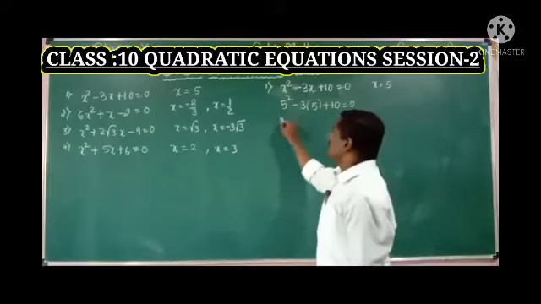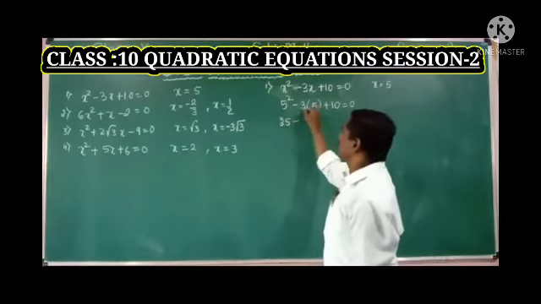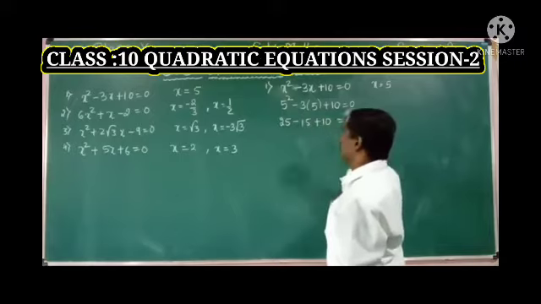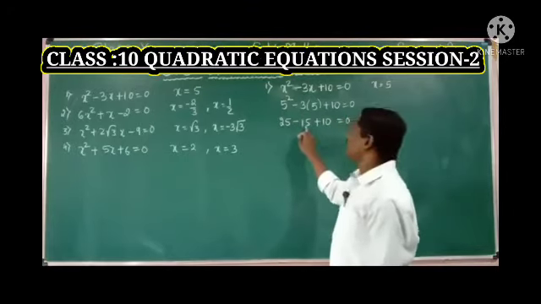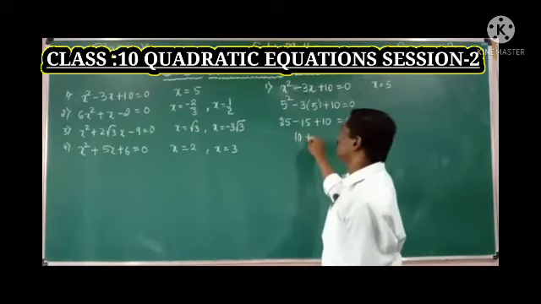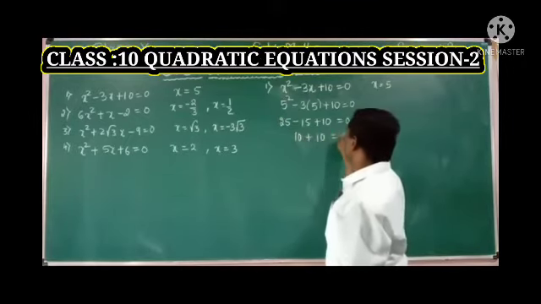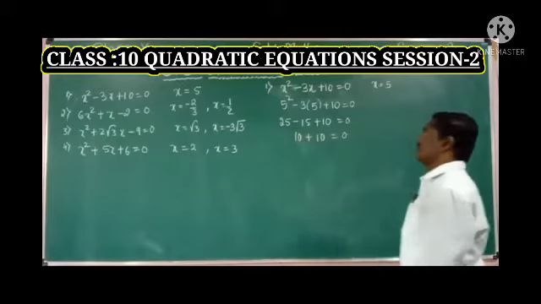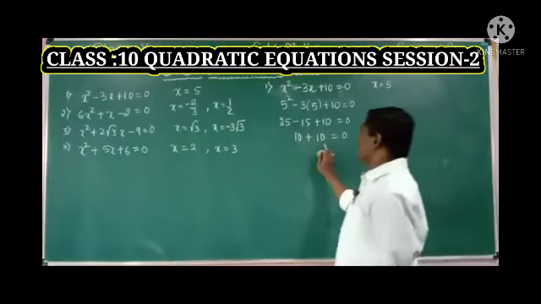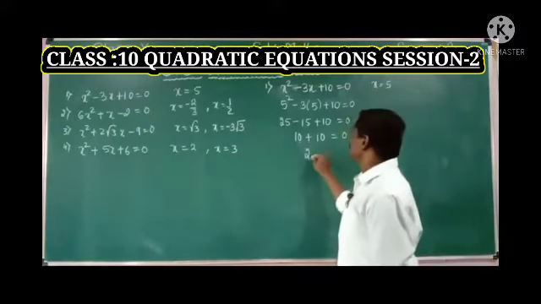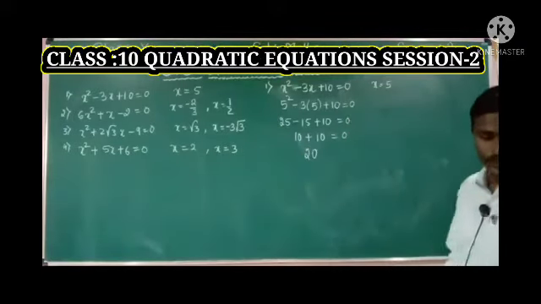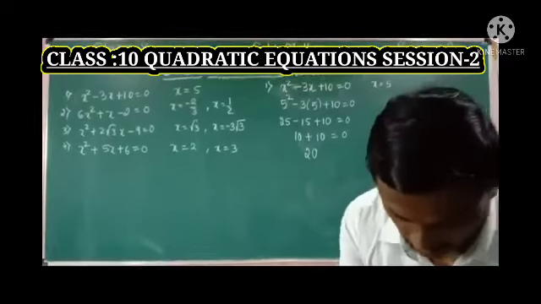5 square is 25, minus 3 5s are 15, plus 10, which should be equal to 0. Now 25 minus 15 is 10, plus 10, which is 20. So 10 plus 10 is equal to 20.